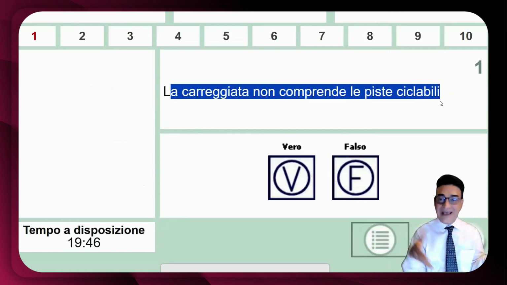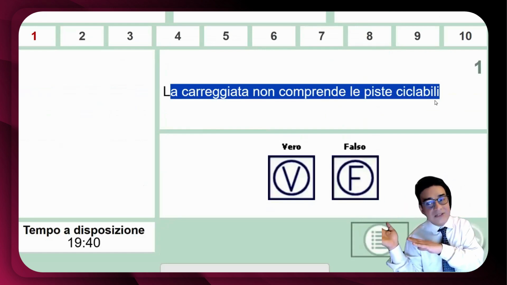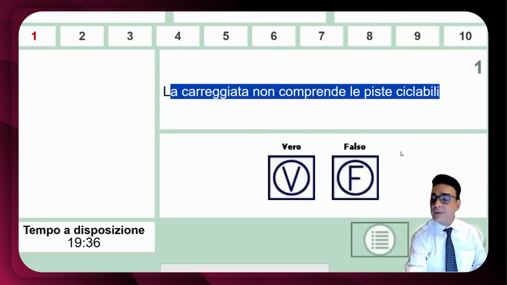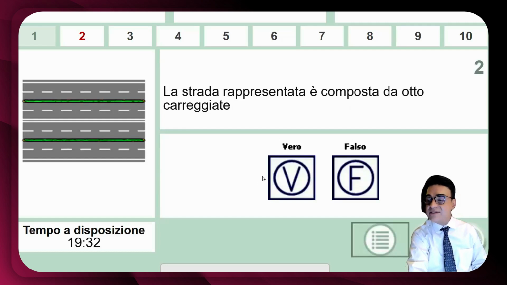La carreggiata non comprende le piste ciclabili. The road does not comprehend, does not have cycle lanes. A road, yes, a road does not have cycle lanes. The cycle lane is outside the carreggiata. We all agree? Small nod. It's vero.